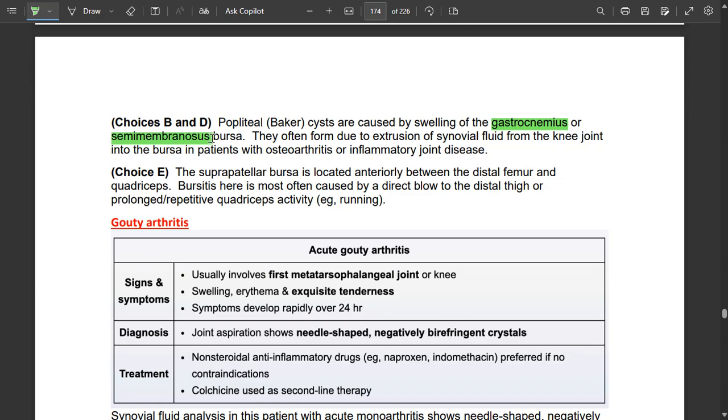Synovial fluid goes out from the knee joint into the bursa of the patient with osteoarthritis or inflammatory joint diseases. The suprapatellar bursa is located anteriorly between the distal femur and quadriceps. Bursitis here is most often caused by a direct blow to the distal thigh or prolonged repetitive quadriceps activity, for example, running.